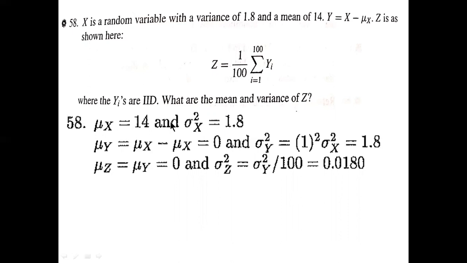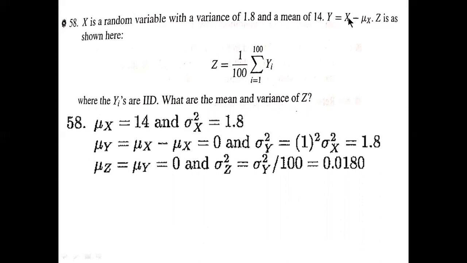So mu x is given as 14, sigma x squared is given as 1.5, mu y will be equal to mu x minus mu x, equal to 0. Sigma y squared, that is the variance of y, is equal to the variance of x minus mu x, that is variance of x minus variance of mu x, which is 0, and we'll get just the variance of x over here. The coefficient of x is 1, therefore we are writing 1 squared here.